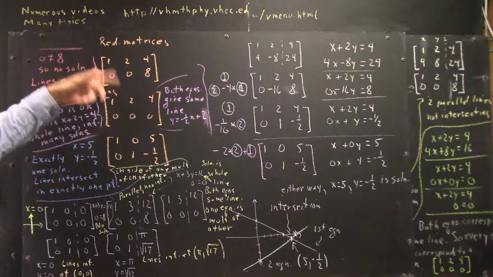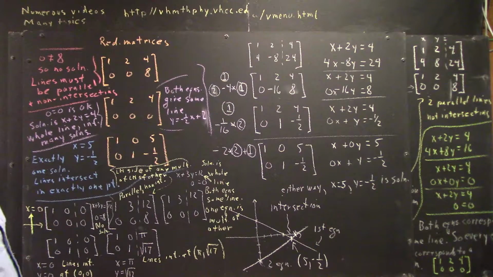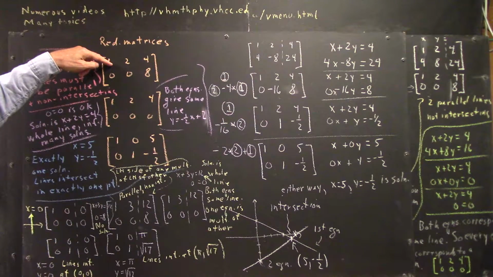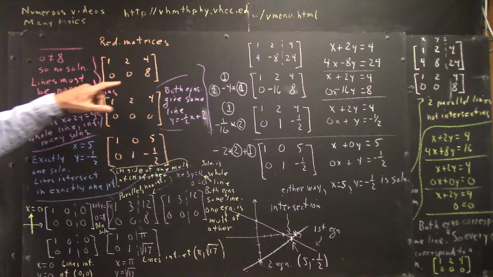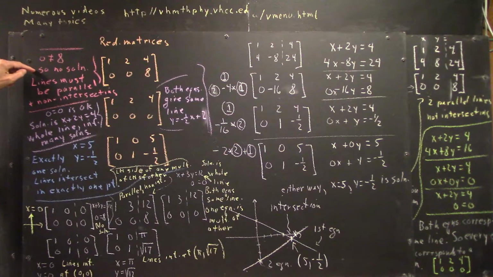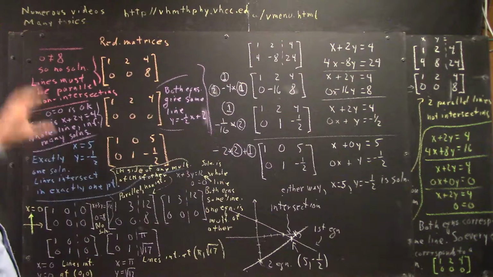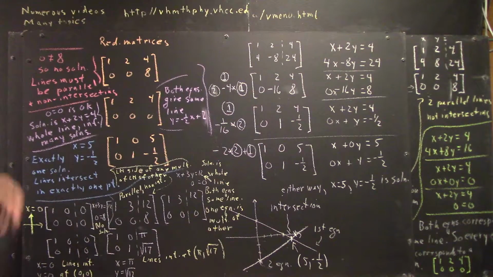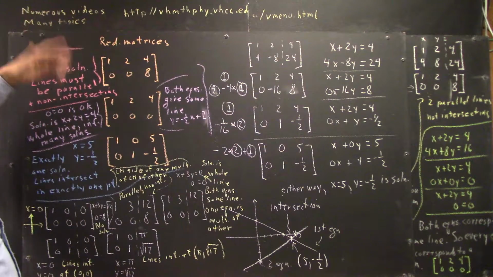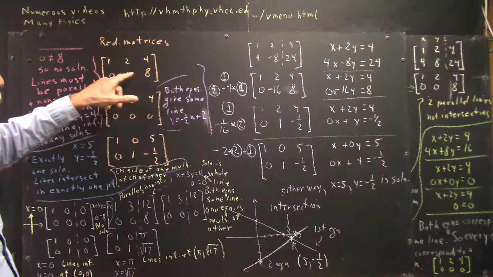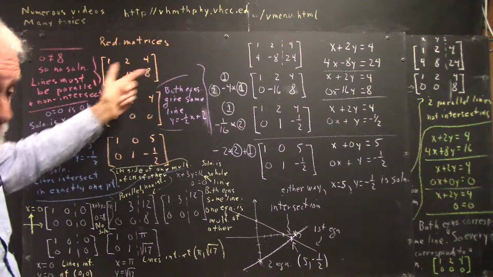Now we take a look at the reduced matrices again and just summarize what was said. If here's your reduced matrix, then 0 not being equal to 8, you have no solution. Lines have to be parallel and non-intersecting. So when you see this case, you know all those things are true. It's not necessarily 0 is not equal to 8. If you continue reducing, you're going to get 0 equals 1, because you can divide this by 8, right?